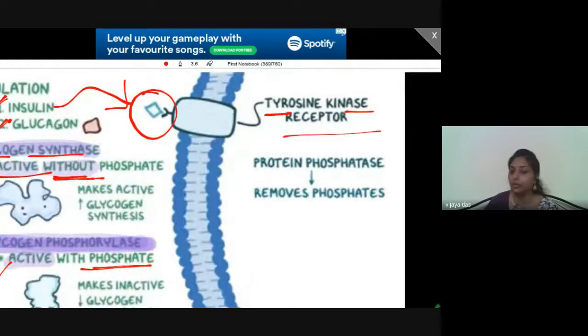You don't have to remember the name. Correct? Just remember one thing, that it is going to bind to a receptor whose name is having kinase. Kinase means, you remember we have learned.